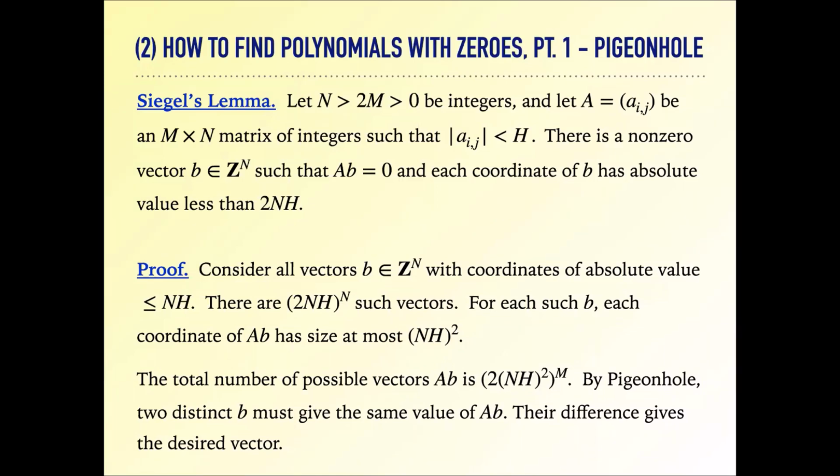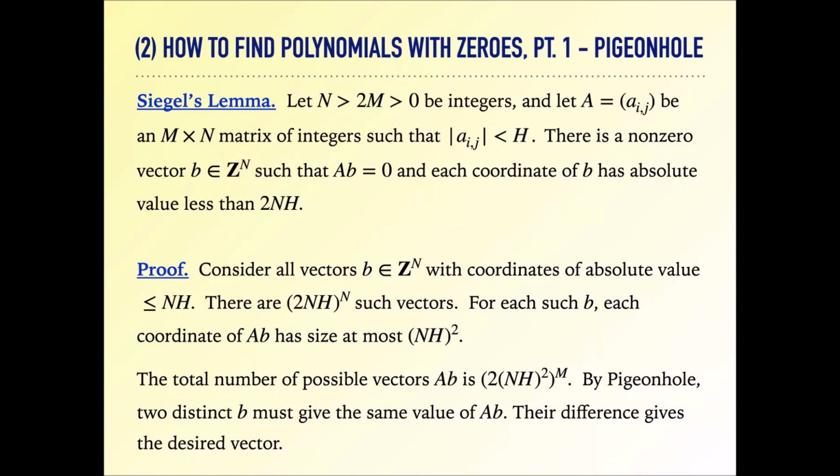Right, so each coordinate has, but then how many vectors B are we plugging in? We're plugging in 2nh to the nth power, because we're looking at all vectors of coordinates of absolute value at most nh, so there's 2nh of them, and there's n possible coordinates, so it's 2nh to the nth power.